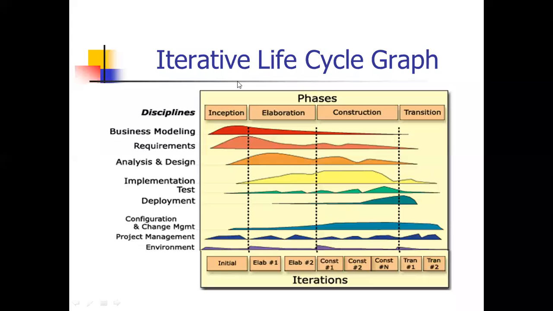So this is all about the iterative life cycle graph. These are the four phases, then the disciplines, and see the iterations. Iteration for all the phases.